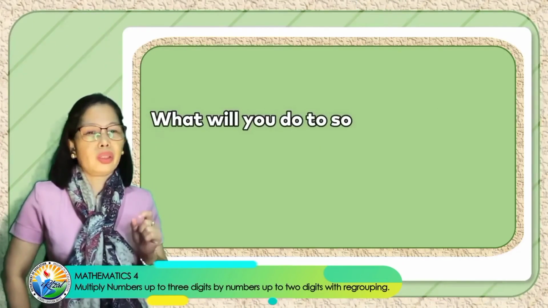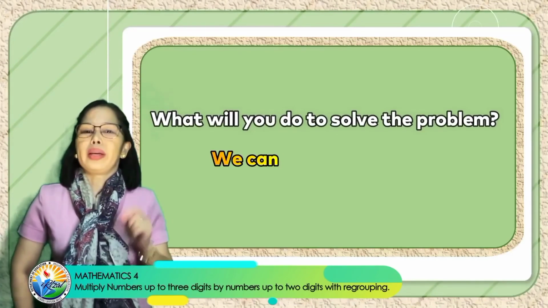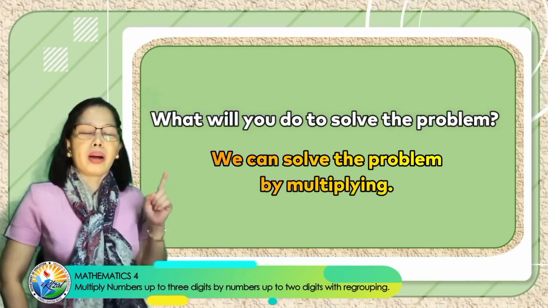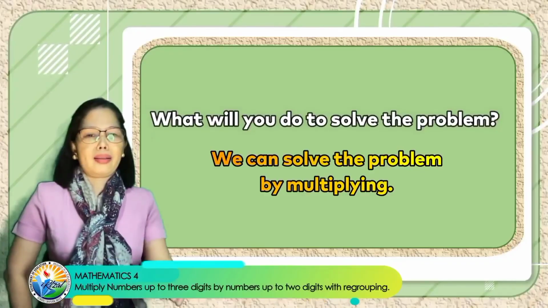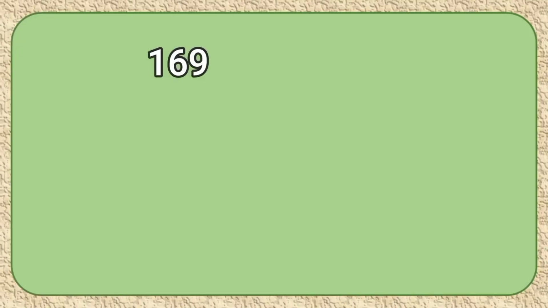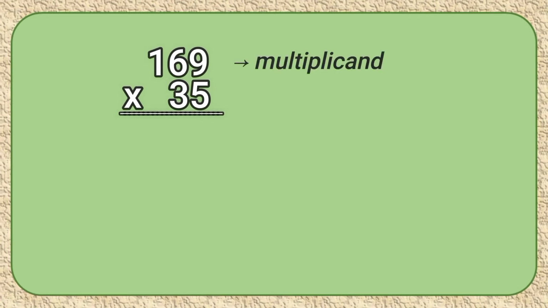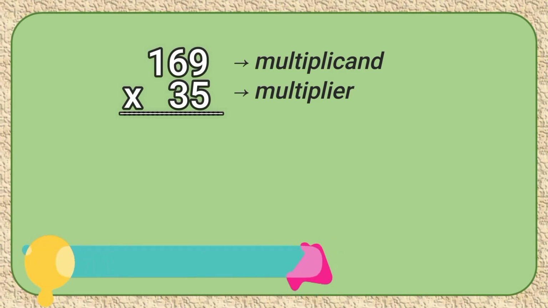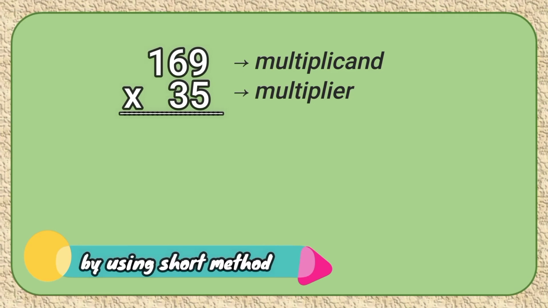What will you do to solve the problem? We can solve the problem by multiplying. So we have 169 times 35. 169 is the multiplicand and 35 is the multiplier. We have 2 solutions. First, by using the short method.